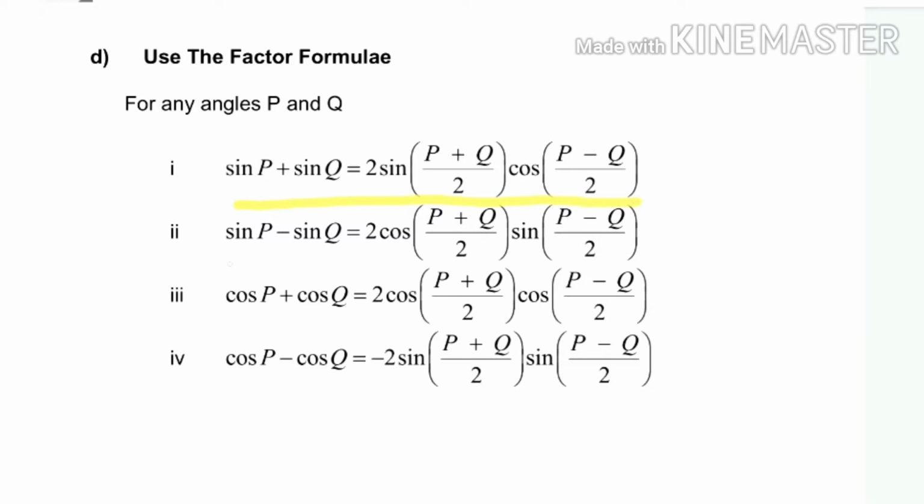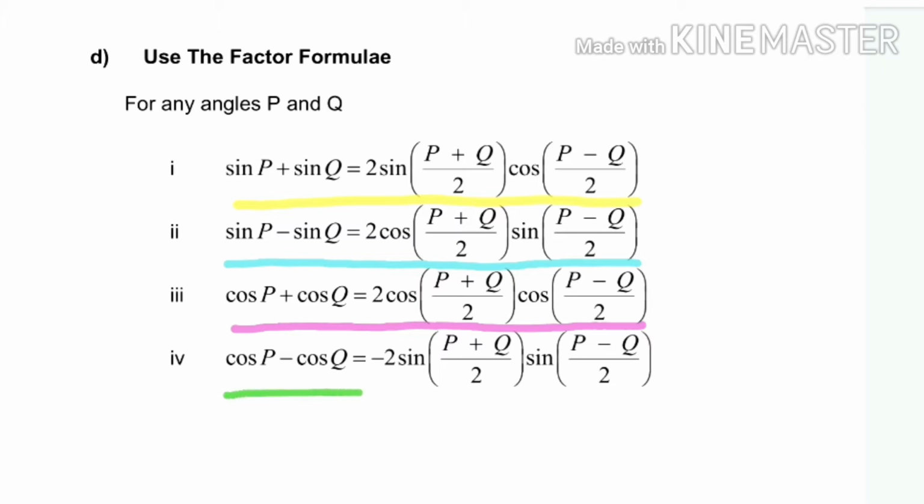Second, sin P minus sin Q equals 2 cos (P plus Q)/2 times sin (P minus Q)/2. Third, cos P plus cos Q equals 2 cos (P plus Q)/2 times cos (P minus Q)/2. Fourth, cos P minus cos Q equals negative 2 sin (P plus Q)/2 times sin (P minus Q)/2.